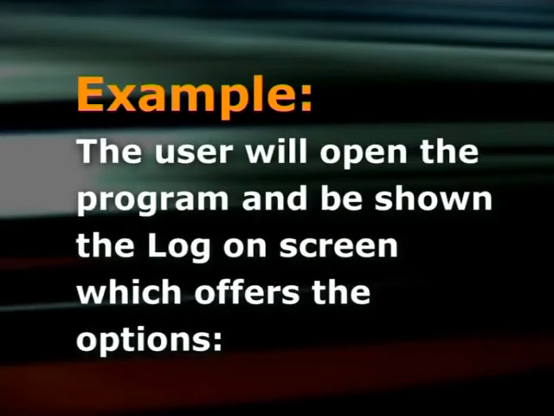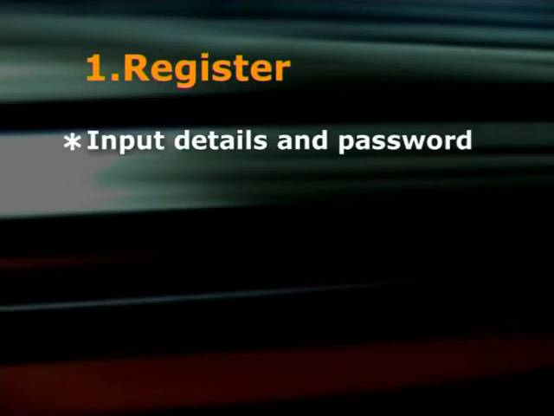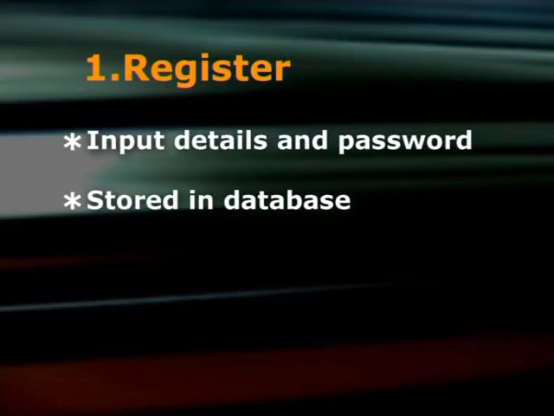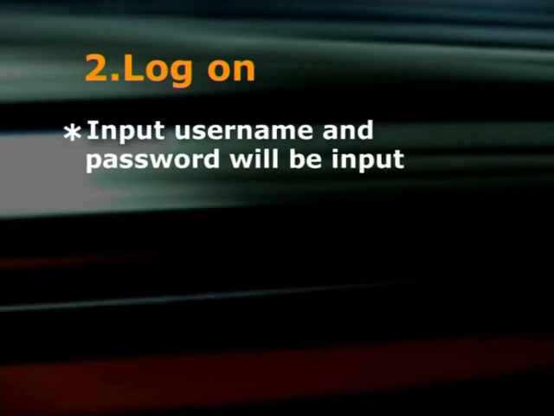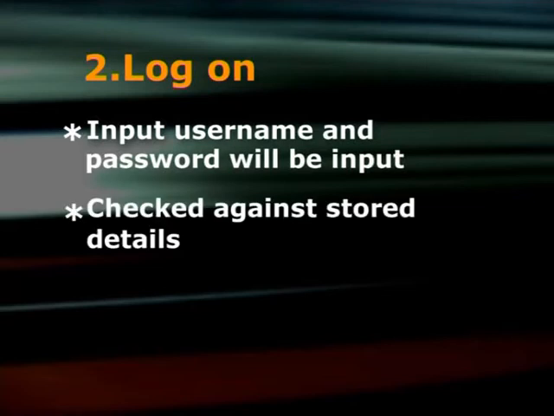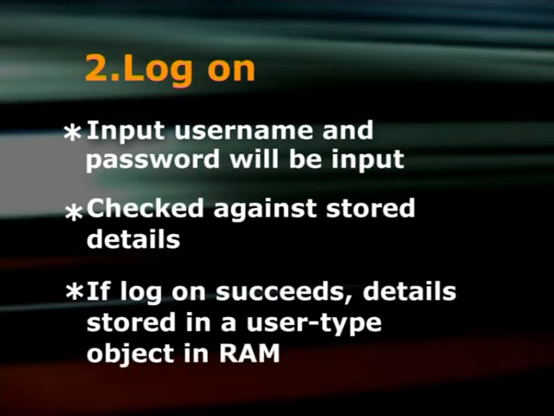The user will open the program and be shown the logon screen, which offers the options. 1. Register. Here, the user will input their details and password, which will be stored in the database. A welcome message will be shown. 2. Log on. The user's username and password will be input and checked against the stored details. If logon succeeds, details about the user will be stored in a user type object in RAM to be used throughout the session time from log on to log off.